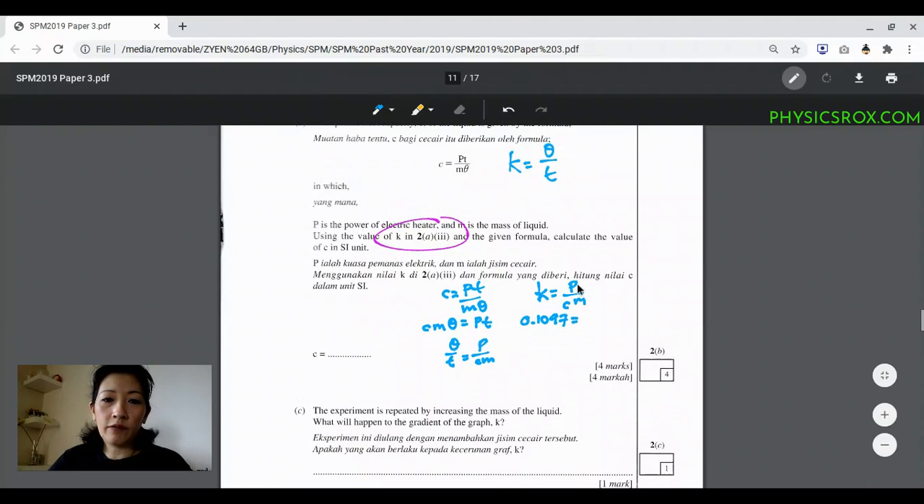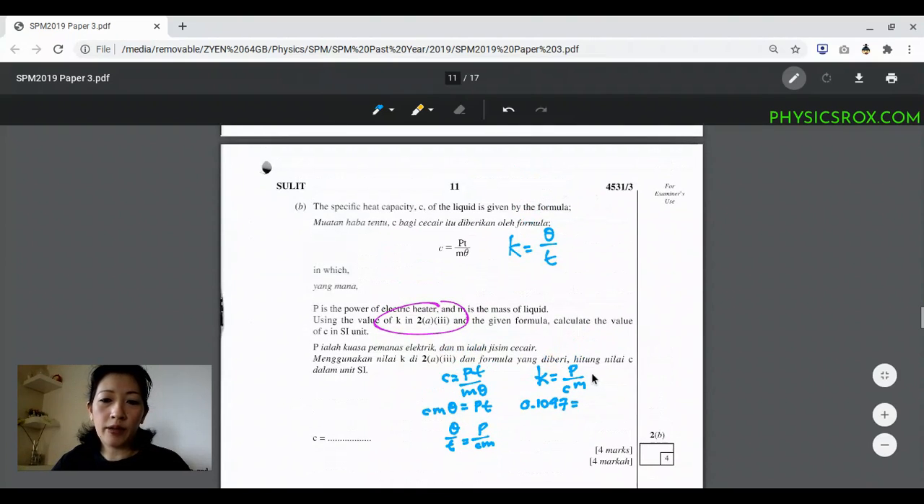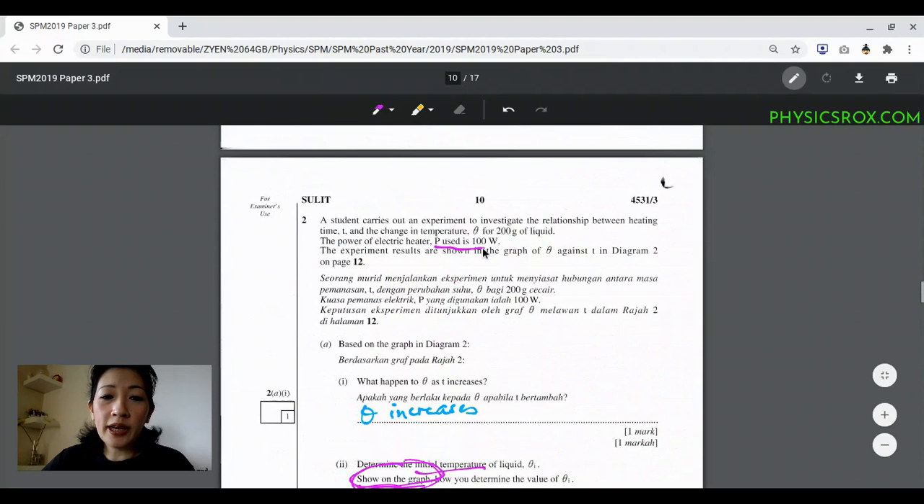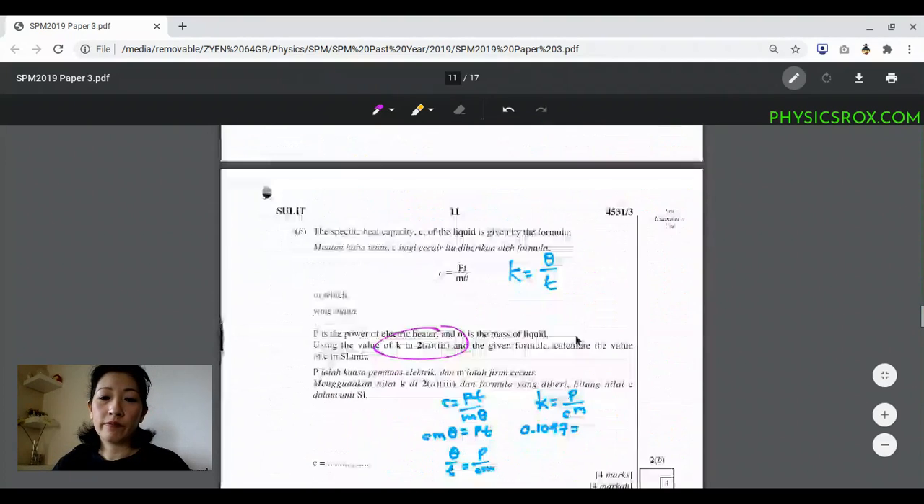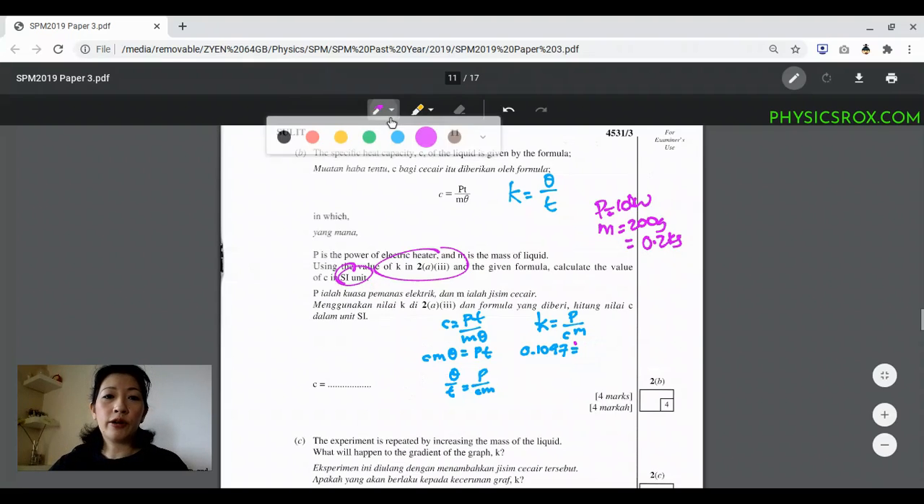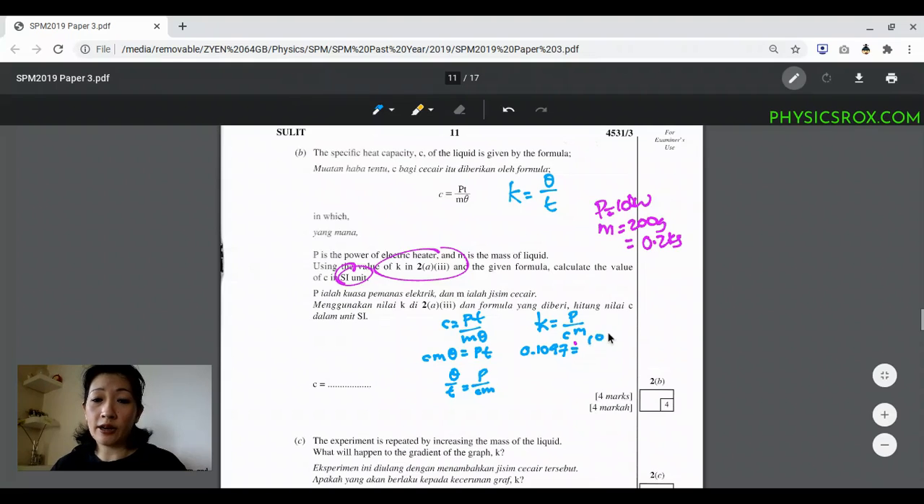If you're looking, where do I get P from, and I've got C and I've got M. Where do you get these values from? If you look at the top of the question, P is 100 watts and the mass is 200 grams. So you substitute the values of P equals 100 watts and mass equals 200 grams right into the formula here. But please remember that they want SI units, so you've got to put M as 0.2 kilograms. So we're going to substitute that right in here as 100 over C and 0.2.